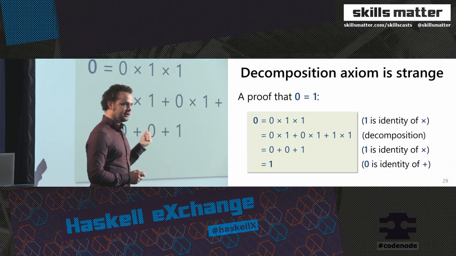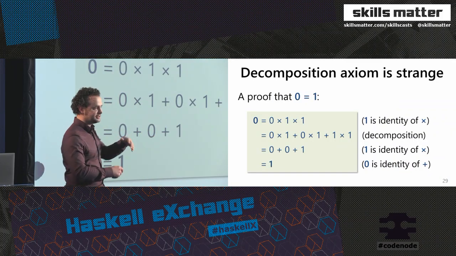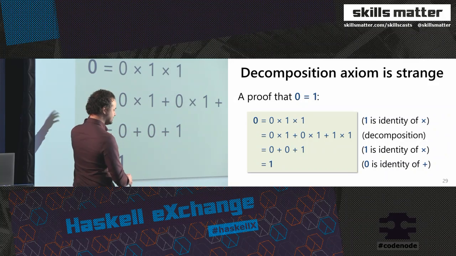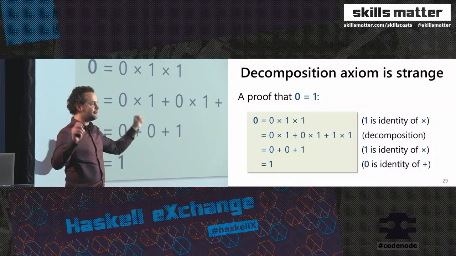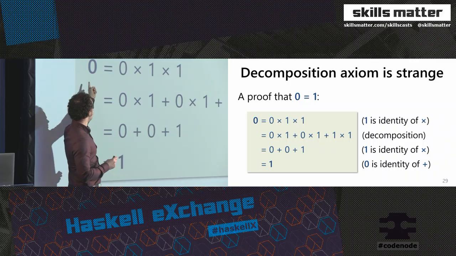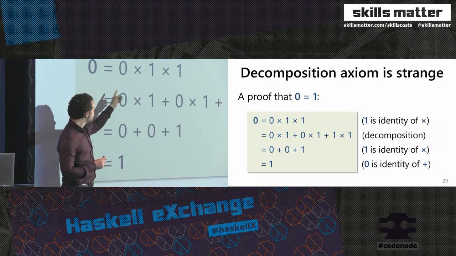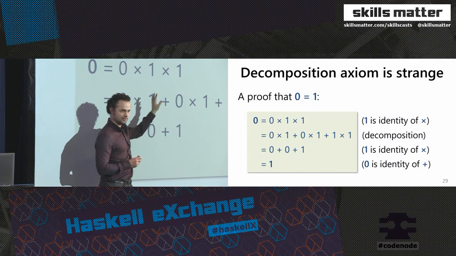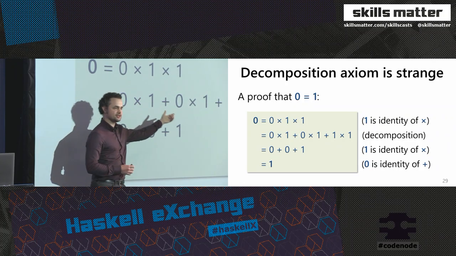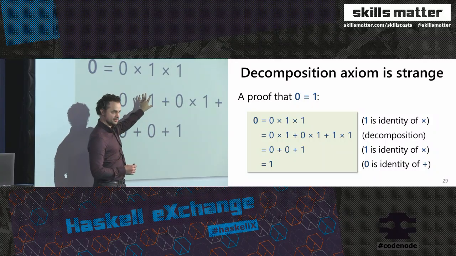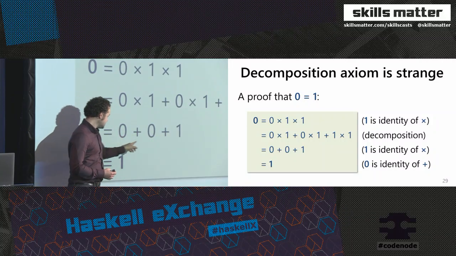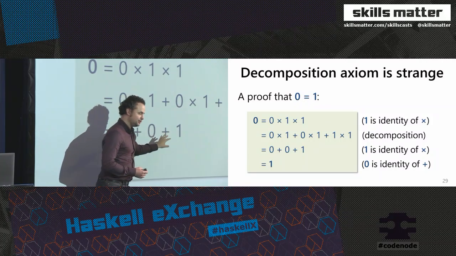Moreover, having this decomposition law allows you to write down some very silly-looking proofs, like 0 equals 1. This is exactly what I mean. The two identities are forced to coincide by this axiom. So how do we prove it? We can multiply 0 by 1 on the right, since 1 is the identity of multiplication. We can also multiply by 1 on the left. Now we have this three-way multiplication. We can decompose it into two-way multiplications. And now we can get rid of these ones, because 1 is the identity. We have 0 plus 1. And now 0 is the identity of plus. We can remove zeros, and you end up with 1.